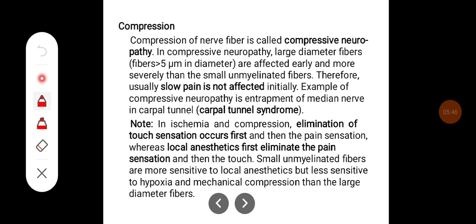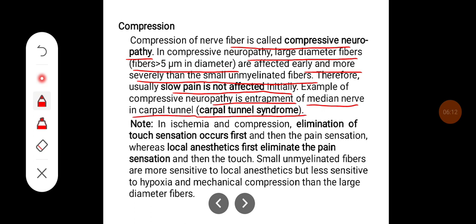Compression of nerve fiber is called compressive neuropathy. In compressive neuropathy, larger diameter fibers, that is, fibers more than 5 micrometers, are affected early and more severely than the small unmyelinated fibers. Therefore, usually slow pain is not affected initially. An example of compressive neuropathy is entrapment of the median nerve in the carpal tunnel, which is called carpal tunnel syndrome.